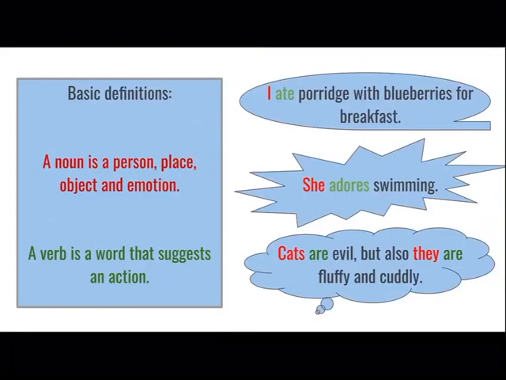And you can see the same with she adores swimming. She is the noun that is doing the action. That makes the subject of the sentence. And my final sentence is about cats. Cats are evil, but they are also fluffy and cuddly. You can see we've got 2 subjects, 2 nouns doing an action, and 2 verbs. And that actually is a compound sentence.